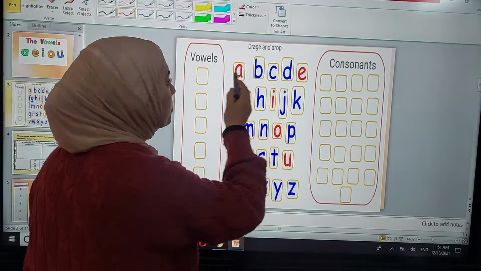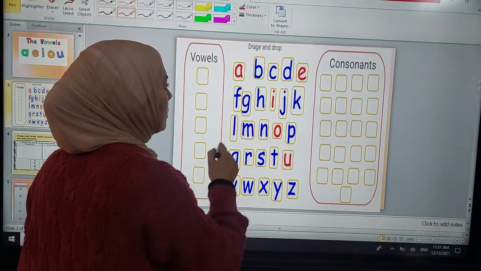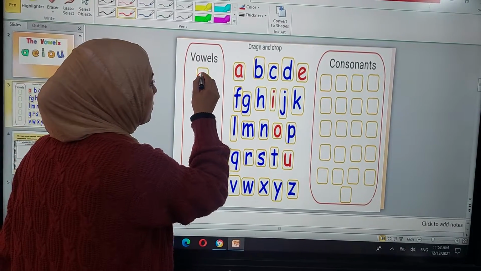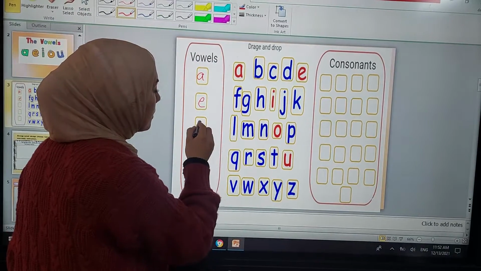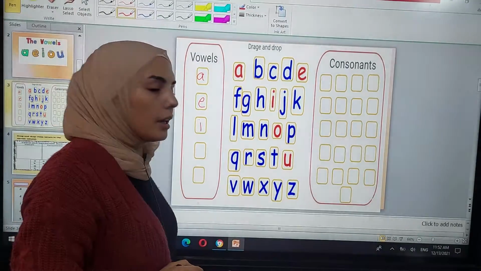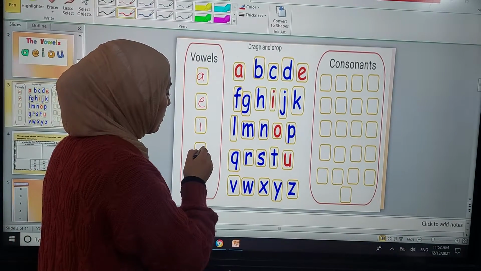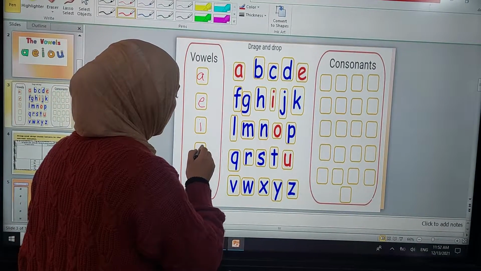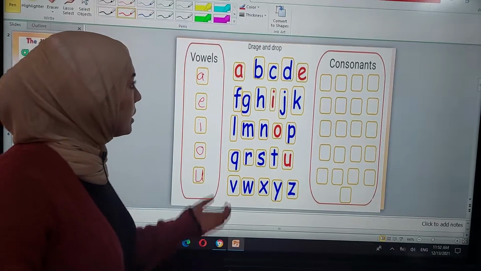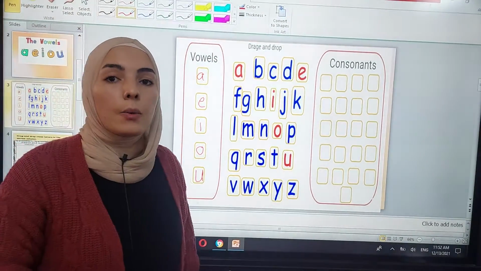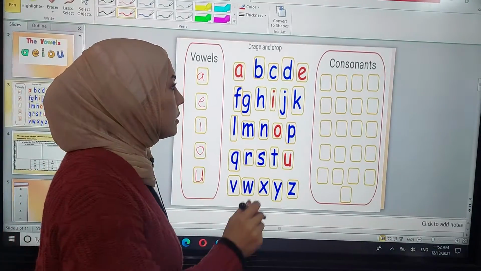Let's write the red ones here in this table. We start with letter A, then letter E, then we have letter I, then the red one, just the red one. We have letter O, then letter U. All of these letters, we call them vowels. Now let's move to the consonants.